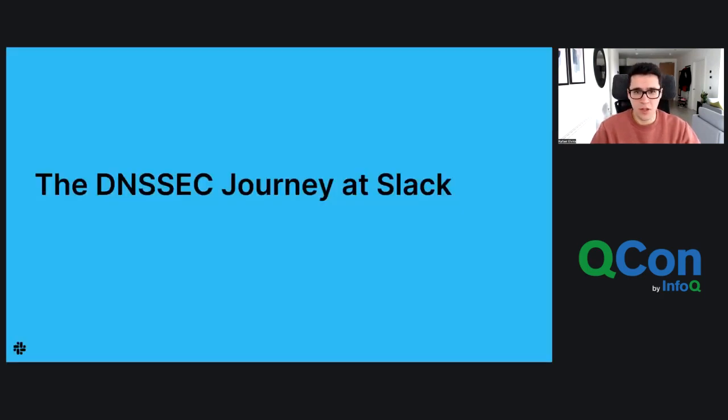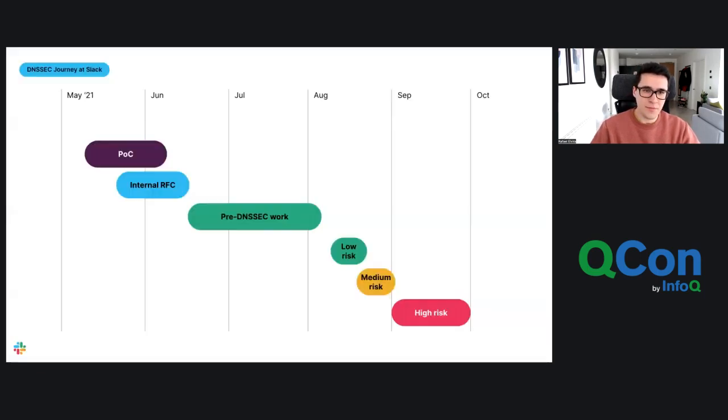Now that we've briefly touched base on DNSSEC, let's go through our DNSSEC journey at Slack. Back in May last year, we started off by doing a proof of concept where we replicated most of our DNS use cases on a controlled and isolated environment. In this environment, we carried out multiple tests and gained knowledge on how to operate DNSSEC. Once our proof of concept was successfully completed, we worked on an internal RFC that outlined all the necessary work to enable DNSSEC signing on all Slack domains.